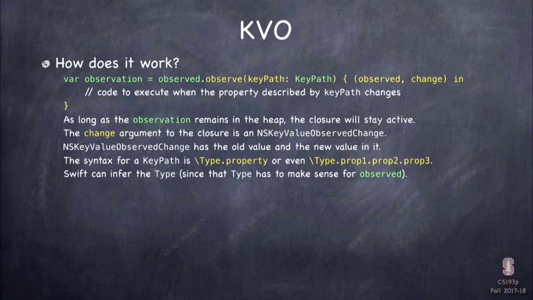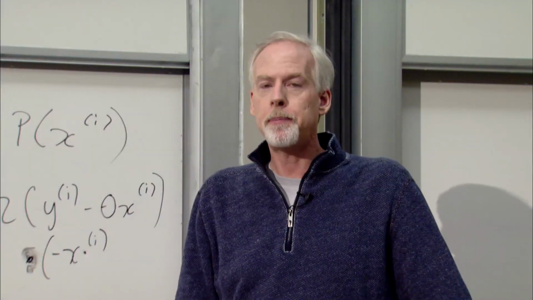This key path argument is not a string. It used to be in the old days. Nowadays, it's actually a typed thing in Swift, and it has a special syntax, which is backslash, the type, dot, the name of the property. Now Swift will infer the type for you, so we almost always say backslash dot the property. So for example, if we want to observe the frame of a view, we would say observe open parentheses backslash dot frame. And that would be observing the view's frame.